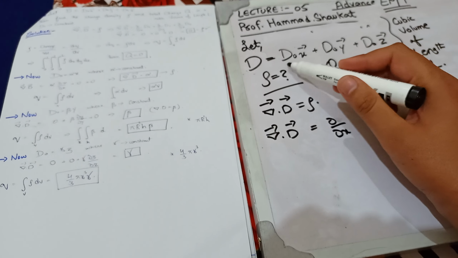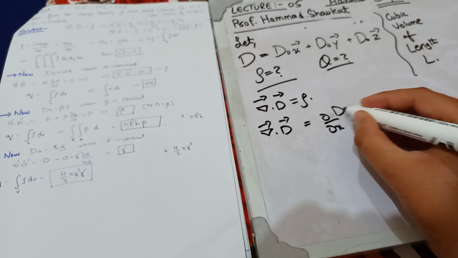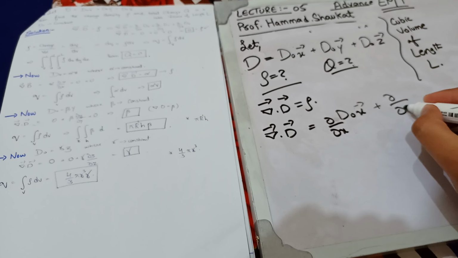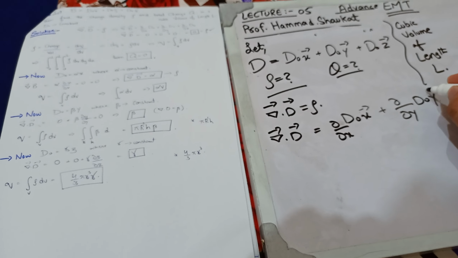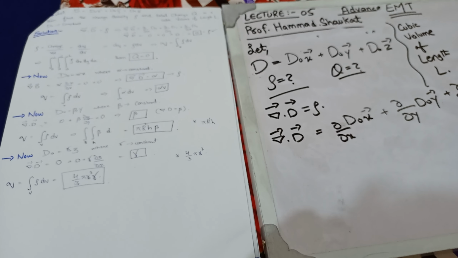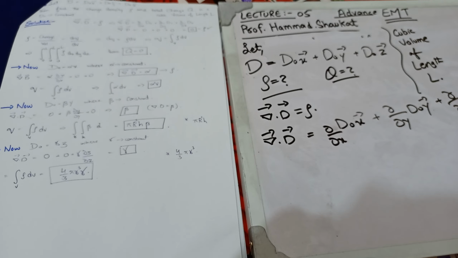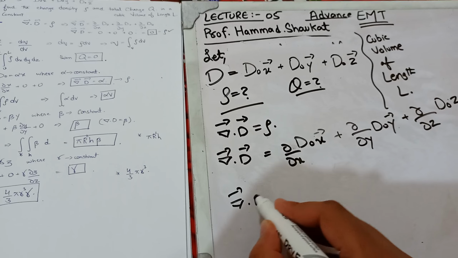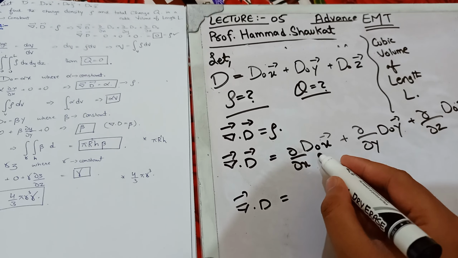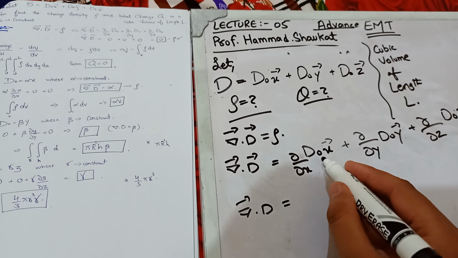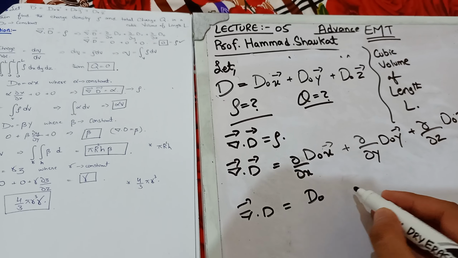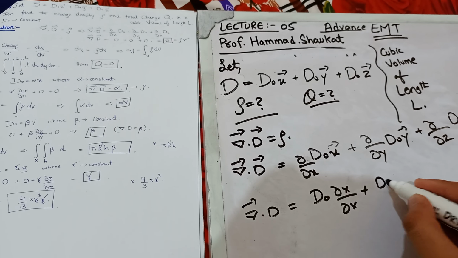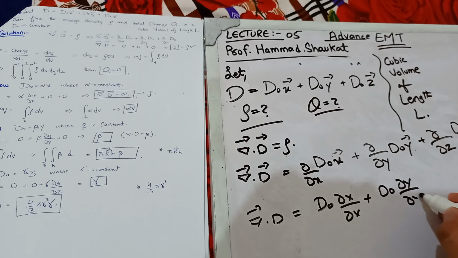D naught x. Similarly, partial by partial y, D naught y, plus partial by partial z, D naught z. And how can you write del dot D? D naught is a constant, as I already mentioned, so D naught comes outside: partial x by partial x plus, again D naught is constant, partial y by partial y.